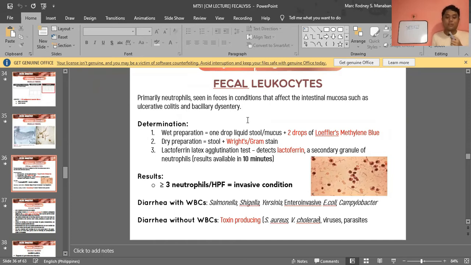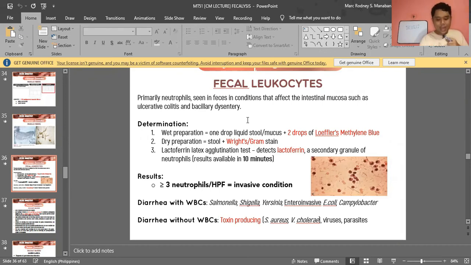disease, like the toxin-producing Staph aureus. Usually for food poisoning from Staph aureus, it's the toxin that causes the symptoms, all right? And Vibrio too, and viruses and even parasites, okay? There could be an increase in WBCs, but not neutrophils, depending on the agent. Okay? All right. So that's for fecal leukocytes. Again, lactoferrin is for neutrophils or fecal leukocytes.